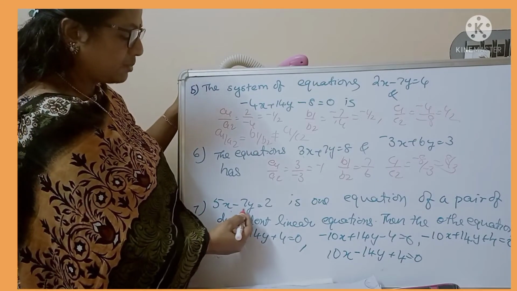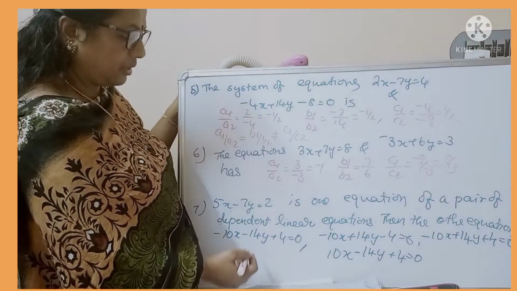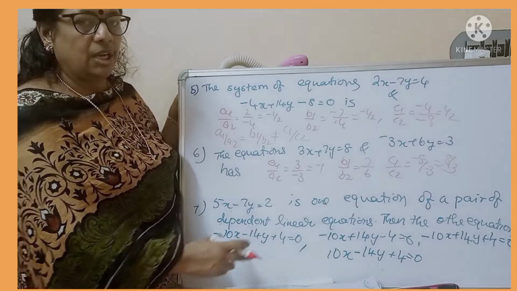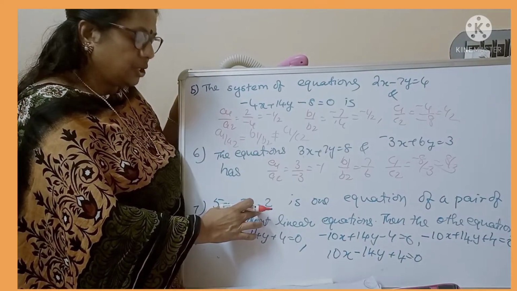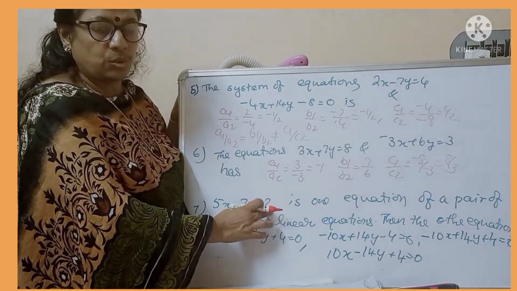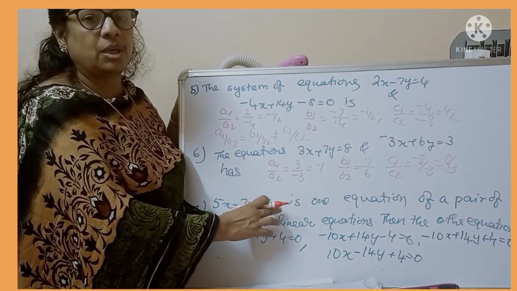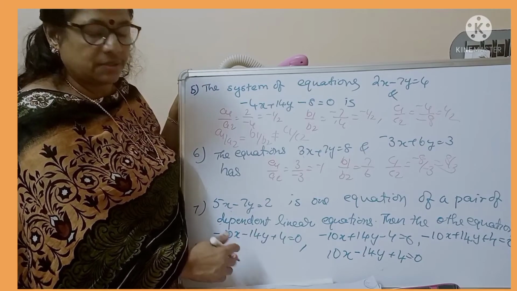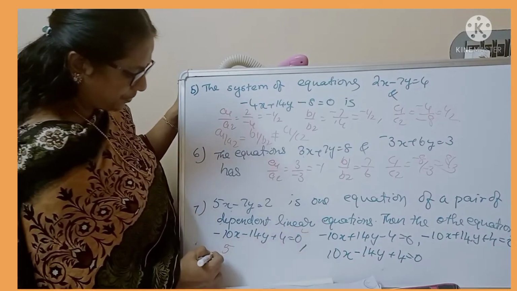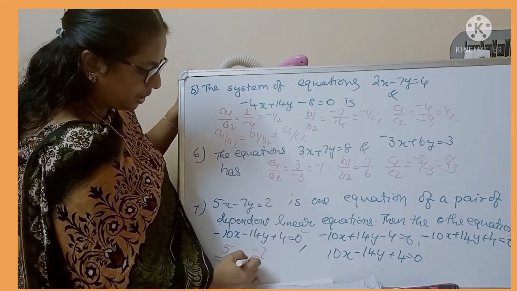Seventh one: 5x minus 7y equal to 2 is one equation of a pair of dependent linear equations. Then from the given set, we want to find the other equation which is dependent on the given equation, that means 5x minus 7y equal to 2. How can we find it? That means a1 by a2 equal to b1 by b2 equal to c1 by c2. Let us find. Here, first one, let us check: 5 by negative 10 and negative 7 by negative 14.